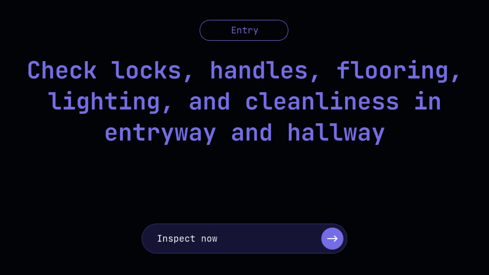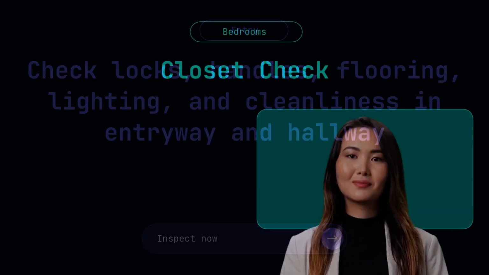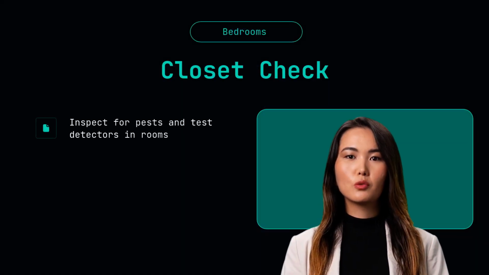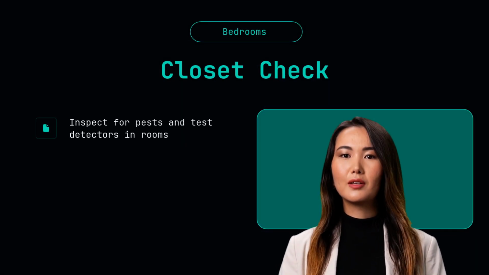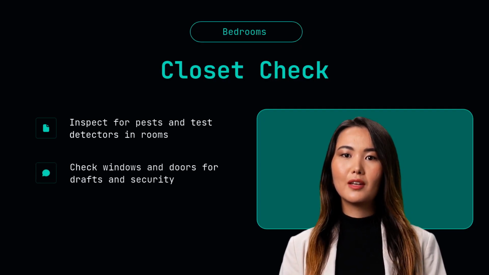In the kitchen, test appliances, check for leaks, and verify garbage disposal operation. In bedrooms, look for pest signs and inspect closet functionality. Check windows and doors for drafts and secure mechanisms.